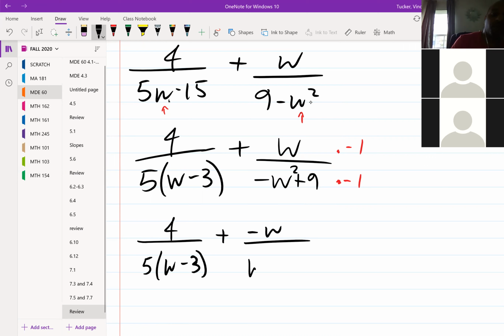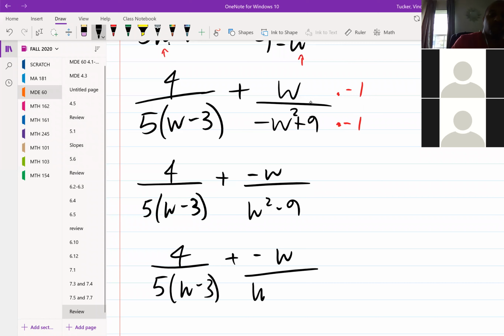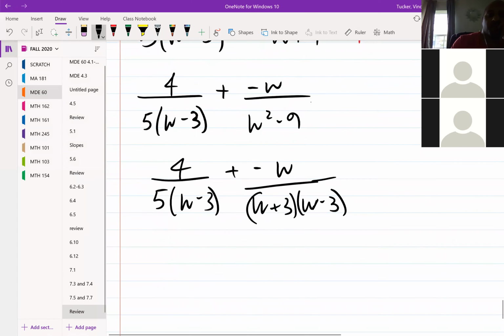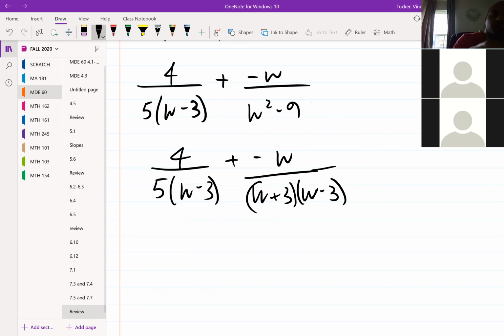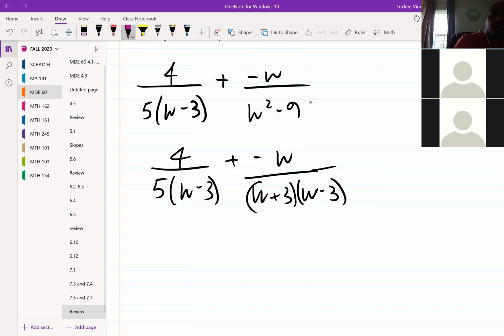That's a negative w over w squared minus 9. Then that'd be w squared, 3 squared, which means w plus 3, w minus 3. Now, this is where I get tripped up. Do I multiply? Let's see, I got 2 minuses. So it'd be the w plus 3 multiplied to the 4.